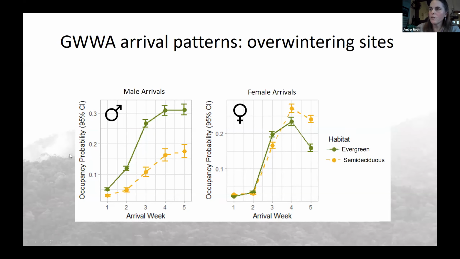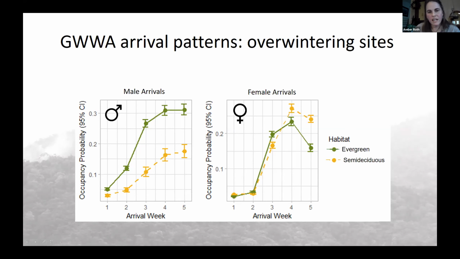Also, if you look at the male graphic, you will see that there are some males in the semi-deciduous forest. Those tend to be dominated by males of lower body condition. So understanding body condition is a really important part of this story in the behavioral interactions between individuals, both male and female.